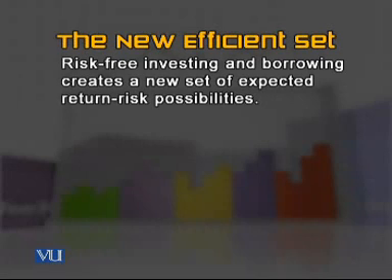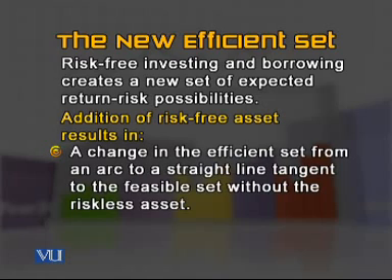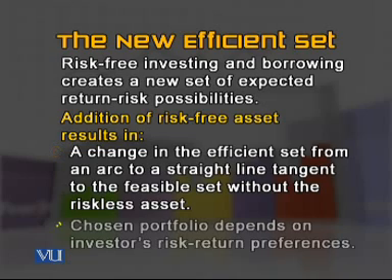Now the new efficient set is what we talked about: risk-free investing and borrowing create a new set of expected return and risk possibilities, a variety of possibilities. With the addition of risk-free assets, there is a change in the efficient set, and the straight line tangent to the arc is the feasible set in the new environment.